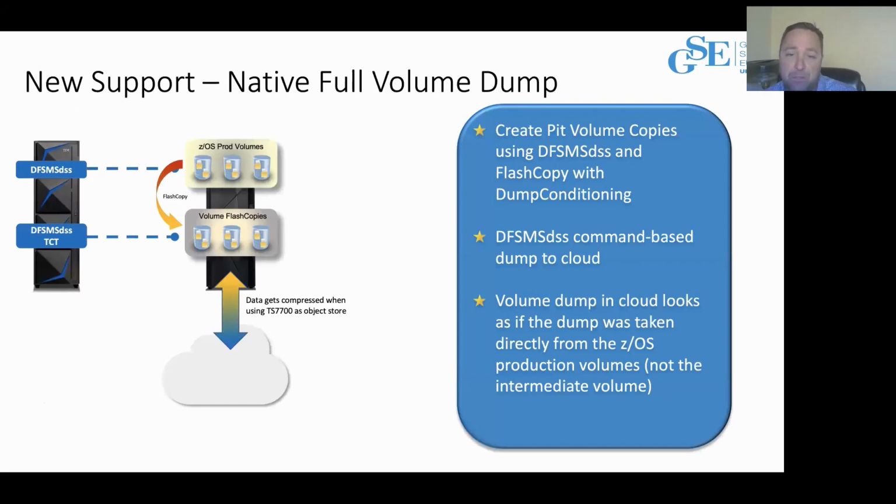So the full volume dump support, the primary use case here, is you have some production volumes, which might be your sysres volumes, or they may be some other set of volumes. And you're going to flash copy those using DSS with flash copy and dump conditioning. And then you're going to use the DSS dump full command to dump those flash copy targets out to the TS7700 as an object store.